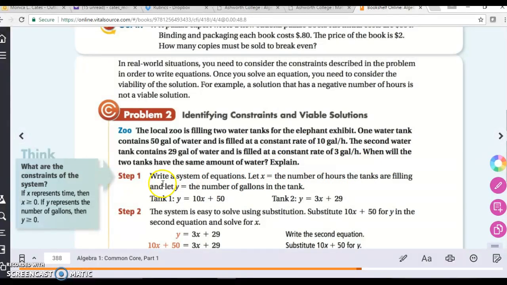Explain. It says write a system of equations. Let x equal the number of hours the tanks are filling, and let y equal the number of gallons in the tank. So tank 1 is y equals 10x, because that's the rate, plus 50, because that's the amount that's in there. And tank 2 is y equals 3x, at that rate, 3 gallons per hour, plus 29, since it initially has 29. And so we can decide how to solve it.